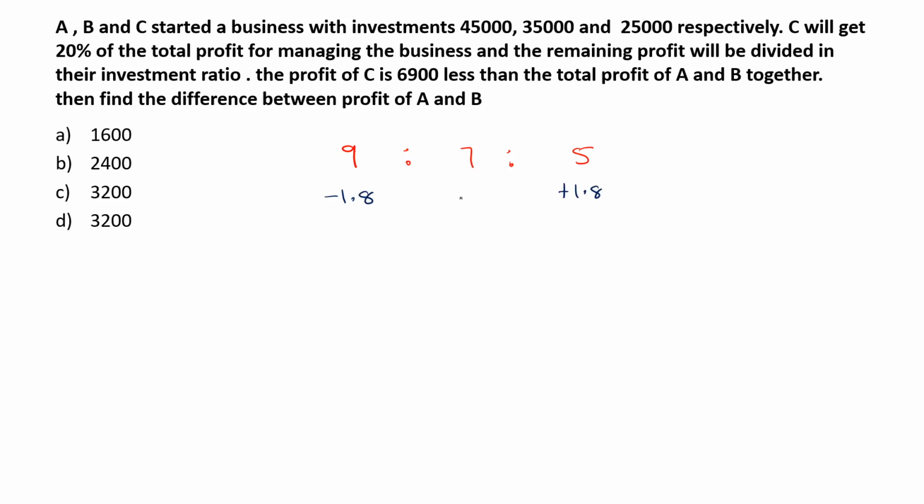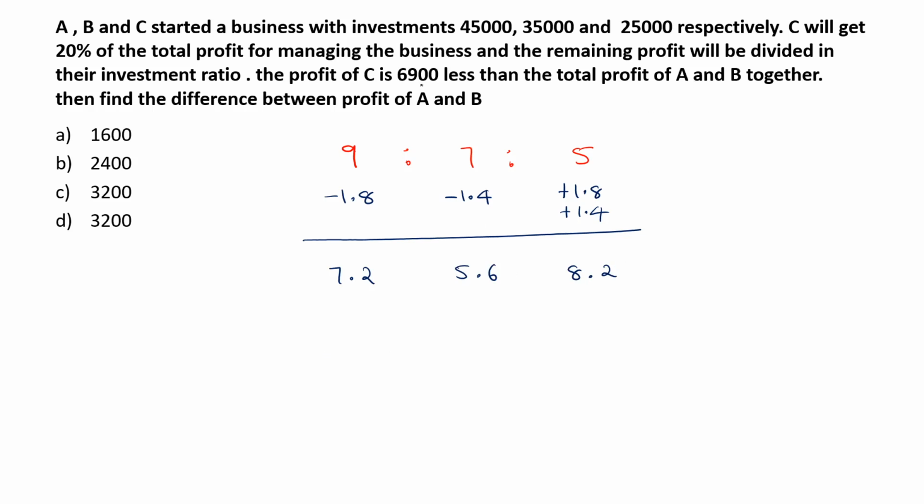20% of 7 is 1.4. Just transfer that 1.4 to C. Then C will be with 1.4 extra. Now the actual profit ratio of A, B and C will be 7.2 : 5.6 : 8.2. Okay.